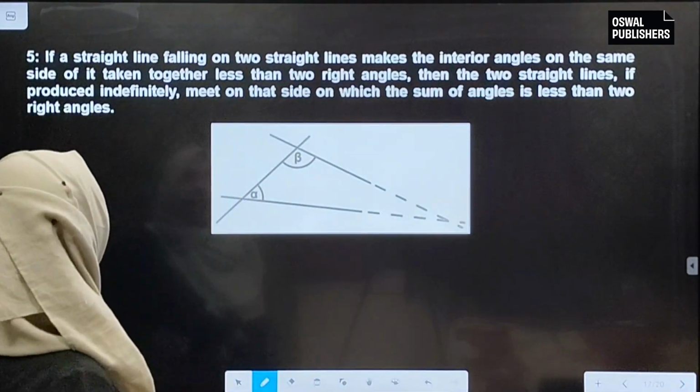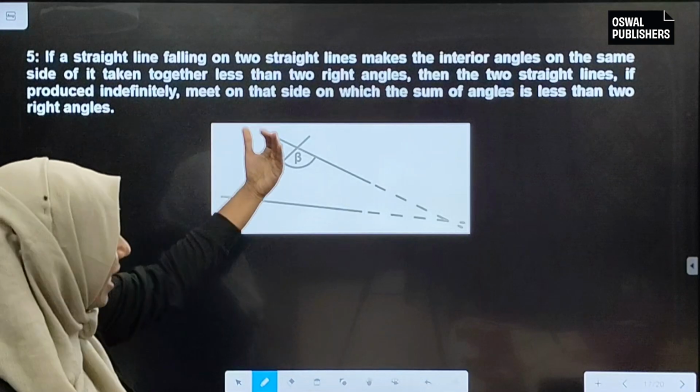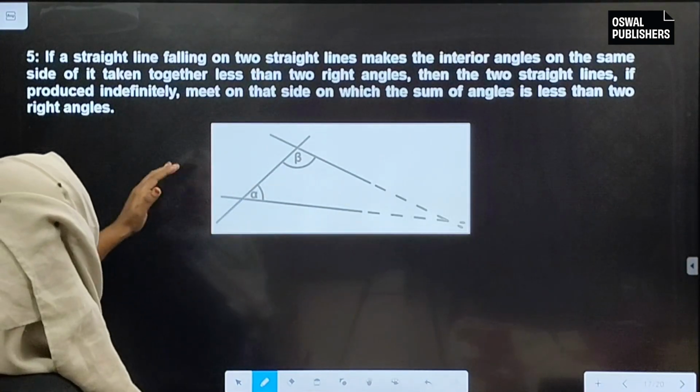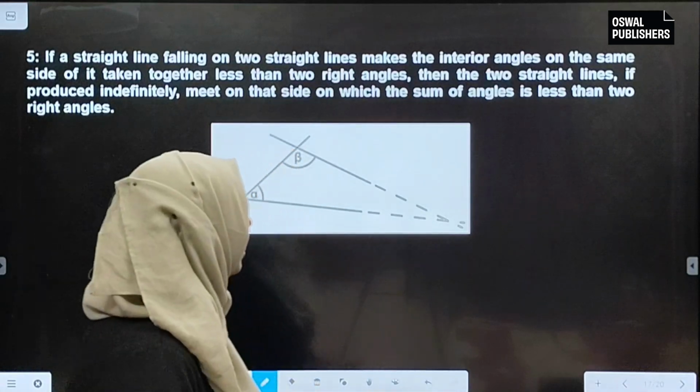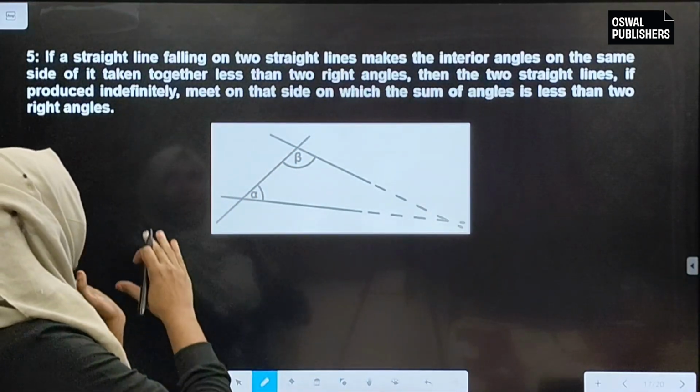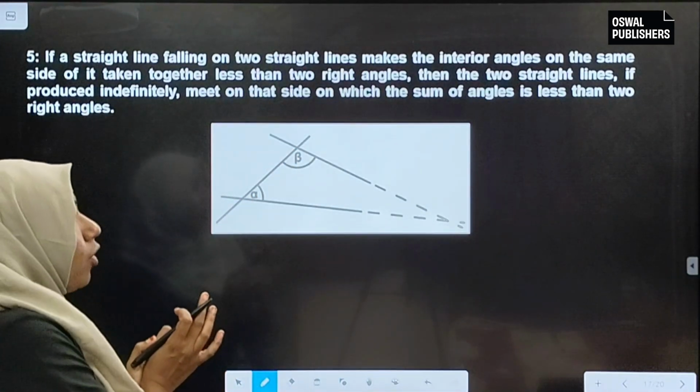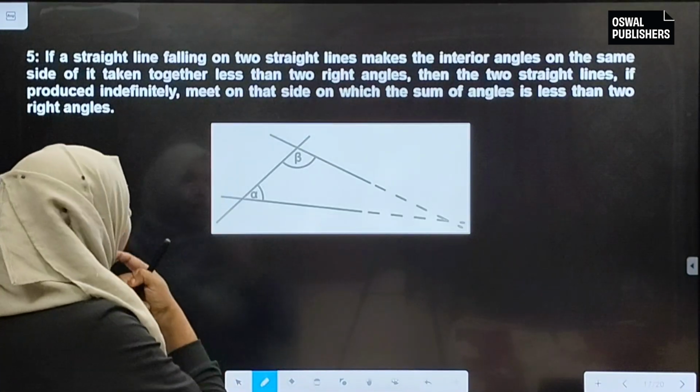It is that if a straight line falling on two straight lines makes the interior angles on the same side of it taken together less than two right angles, then the two straight lines, if produced indefinitely, meet on that side on which the sum of the angles is less than two right angles.